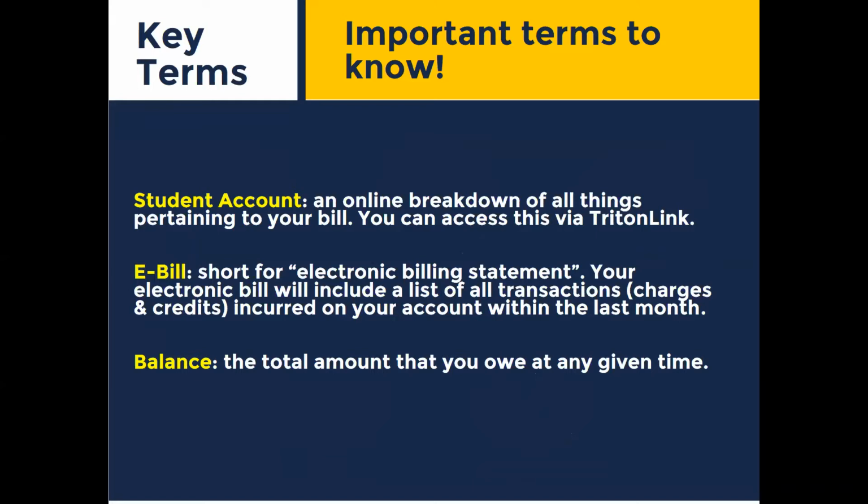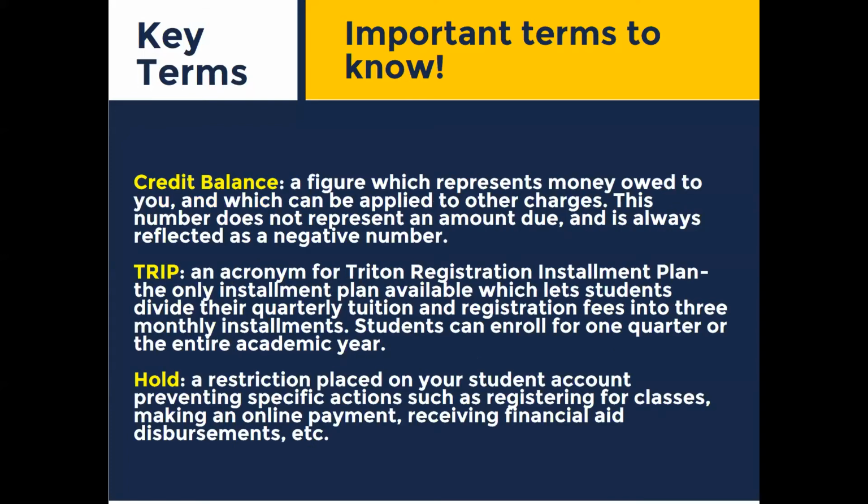Next, your e-bill. This is short for electronic bill, a statement that includes all your transactions on your account within the past month. Email notices are sent to you also each month the bill is published. Balance. This is the total amount owed at any given time. All right, so we'll go ahead and go to the next portion, the credit balance. So this represents money owed to you and can be applied to open charges on your account. This is usually shown as a negative number and it does not represent an amount owed to the university.